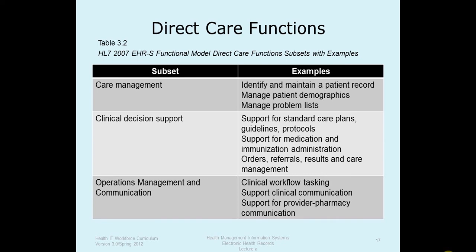Direct care functions are a set of functions, and these functions enable the delivery of healthcare or offer clinical decision support. There's that clinical decision support again, right? It's a subset of direct care functions that include care management, decision support, and operations management and communication. So all of these things are contained within this model. And examples of care management are the capability to identify and maintain the patient record, manage the demographics and their problem lists. And for clinical decision support subsets, examples would be support for standard care plans, guidelines, protocols, support for medication and immunization administration.